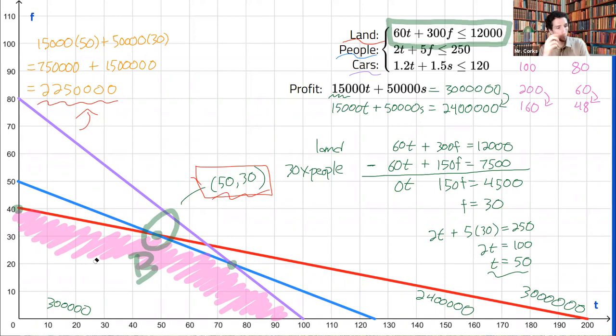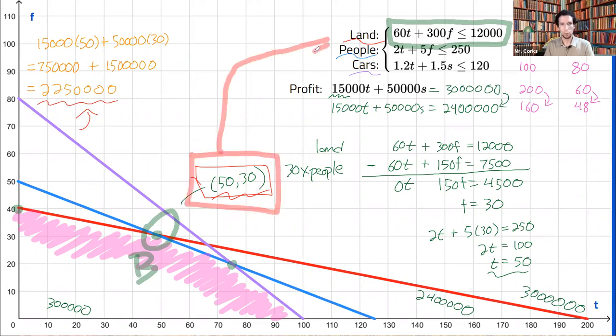Because I substituted the result we got, and for land and people it matched, but cars didn't. There was surplus. Okay, so we can do that. We can take this point here and substitute it into our land inequality and our people inequality. It should be exactly equal to the right side because point B is on those lines. It's at the very edge of those inequalities.